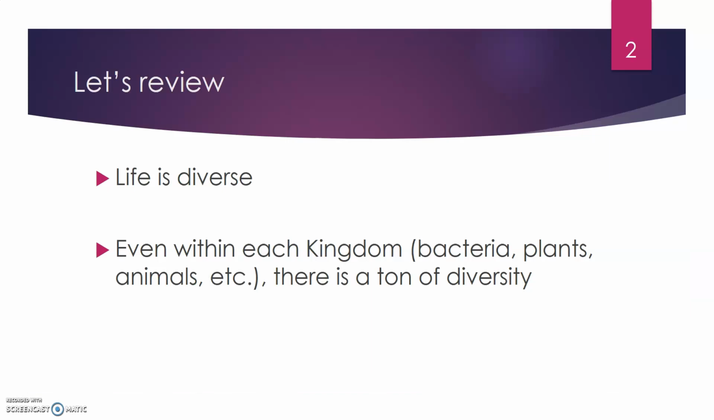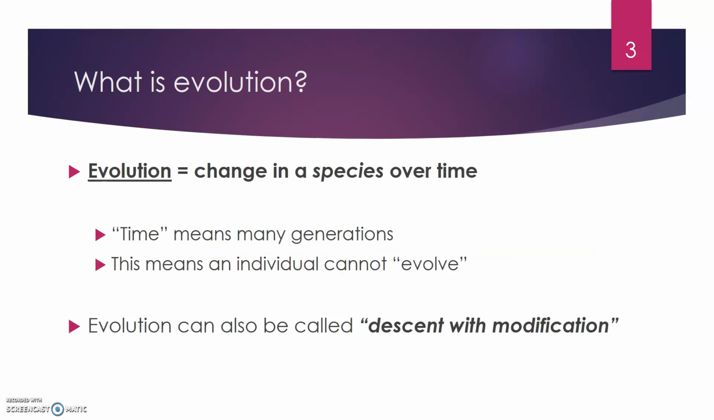And so just to recap on what we've been talking about in class over the last several lectures, life is diverse, right? And that diversity exists not only between kingdoms, so like diversity between plants and animals, but within each kingdom. So even within the kingdom Animalia that we just talked about, that encompasses everything from ladybugs to cats to dolphins to humans. So there's a ton of diversity. And that diversity comes from evolution.